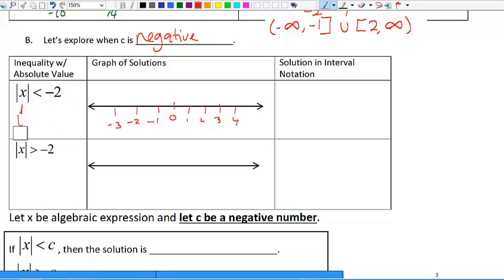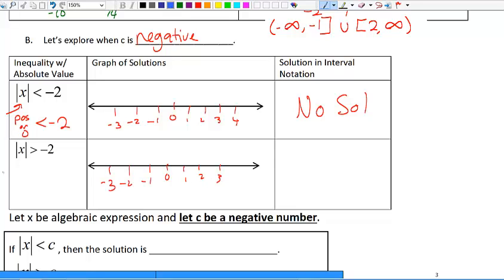So let's think about this. Whenever I take the absolute value of some number, that means the answer is going to be either positive or 0. Do you agree with that? Whatever you plug into the absolute value, it's either going to be positive or 0. Can positive or 0 things ever be less than negative? Oh, no, they can't. So nothing on the number line is working here at all. So what is my solution? No solution, which is similar to when we had the absolute value equations. But let's take a look at the next one.